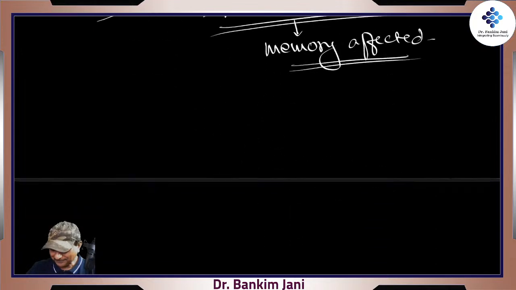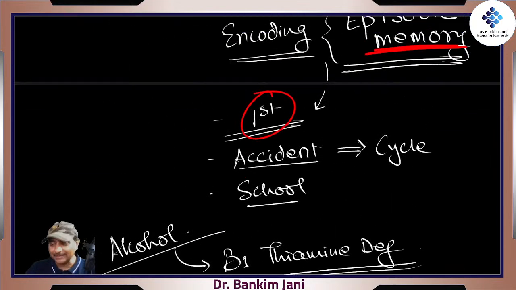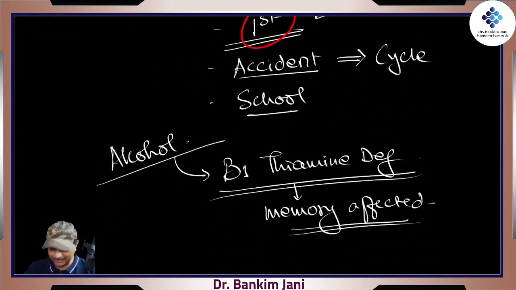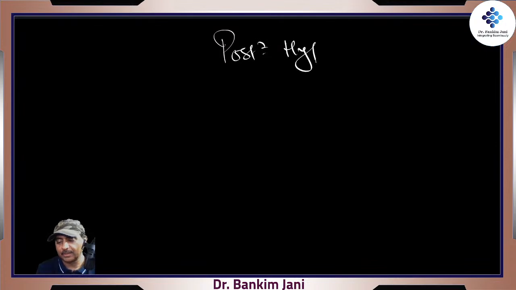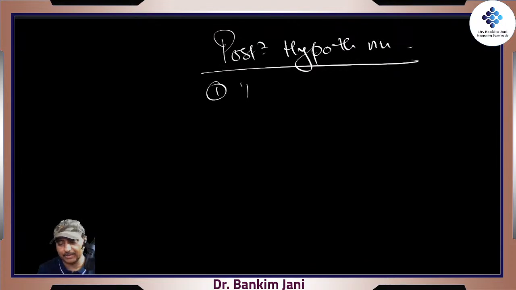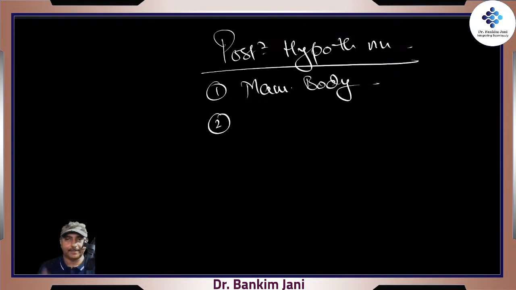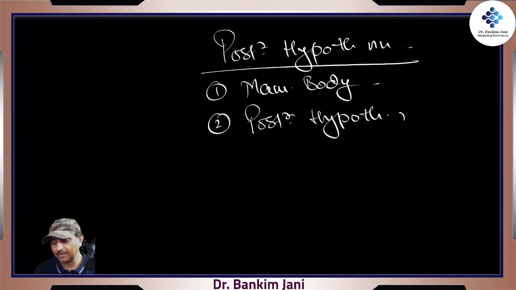Okay. On to, so we just wrote one nuclei, right? Let's write all the nuclei over here. So in the posterior hypothalamic nucleus, we have got one, the mammillary body. Another one is the posterior hypothalamic nucleus. So this is the posterior hypothalamic nucleus.